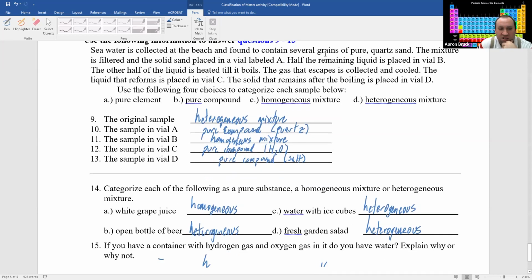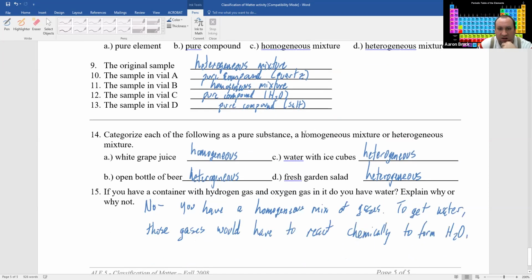In question 14, we're asked to identify things as being pure, homogeneous, or heterogeneous. All right, these are kind of tough ones. We're starting to get into some natural products here. Now, natural products, things that come from nature, generally tend not to be pure substances. They usually are a mixture of quite a few things.